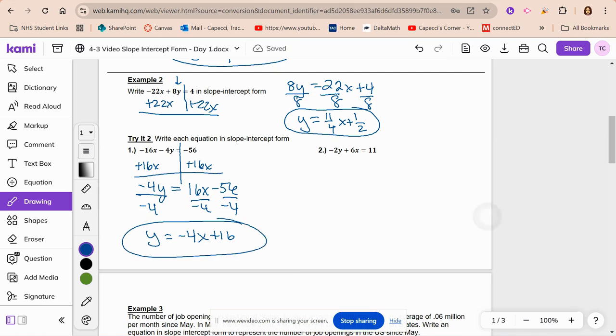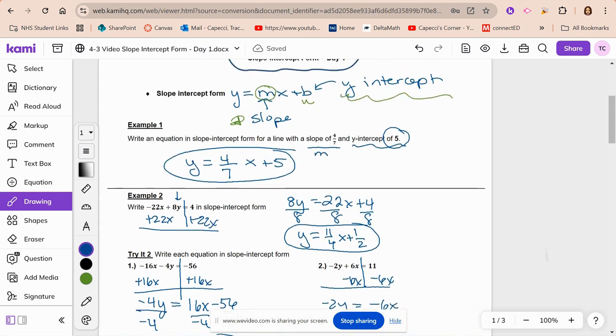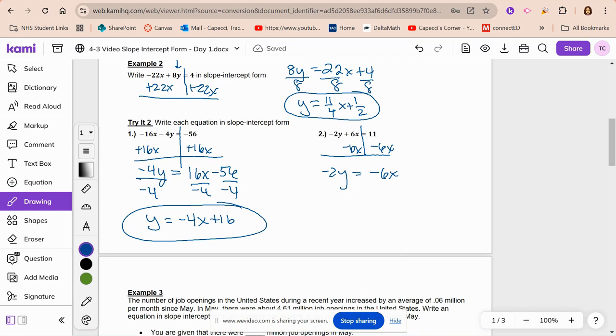Let's do one more. Again, here's my wall. I'm going to bring 6x to the other side. Negative 2y. Again, I always put my x value first, right? Because in my slope-intercept form, we always have my x value first. Plus 11. I'm going to divide both sides by negative 2. And I have y is equal to positive 3x minus 11 over 2.